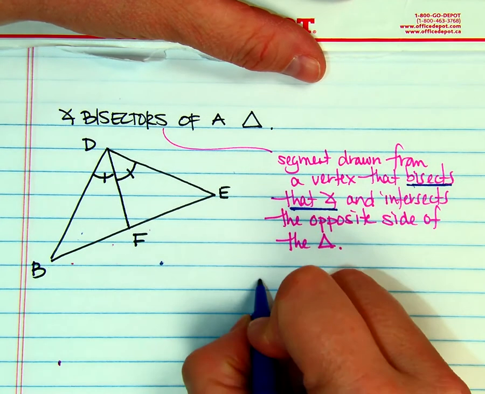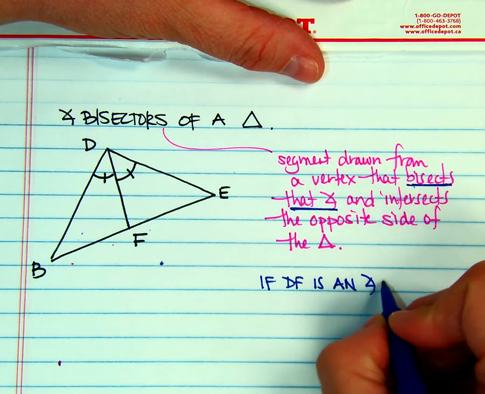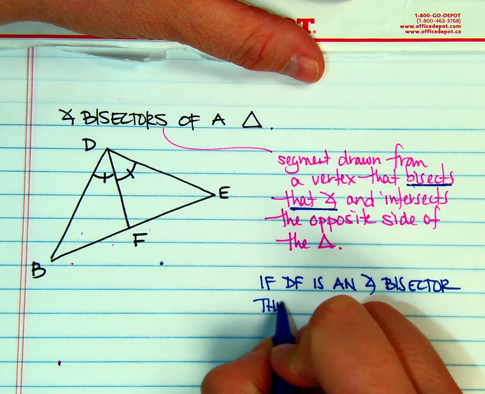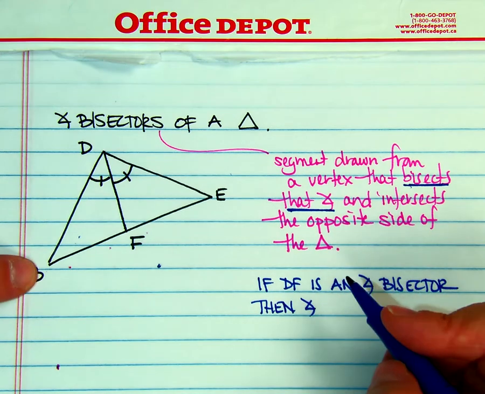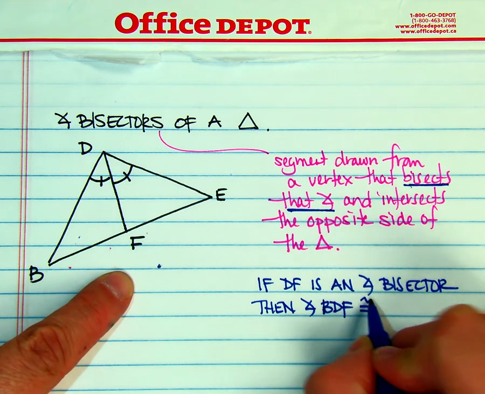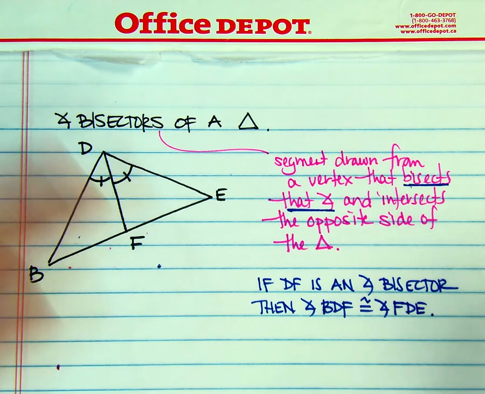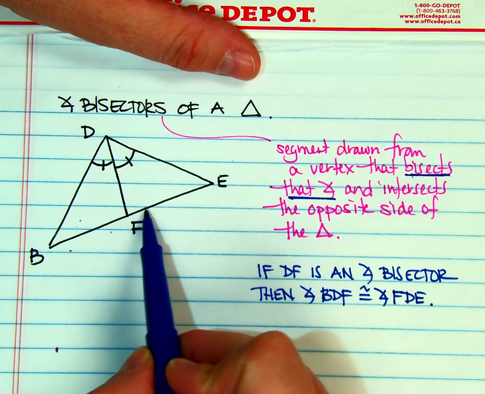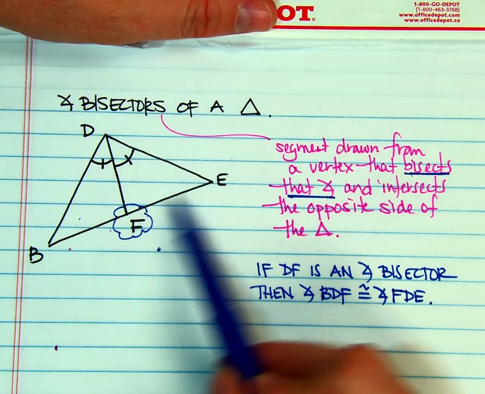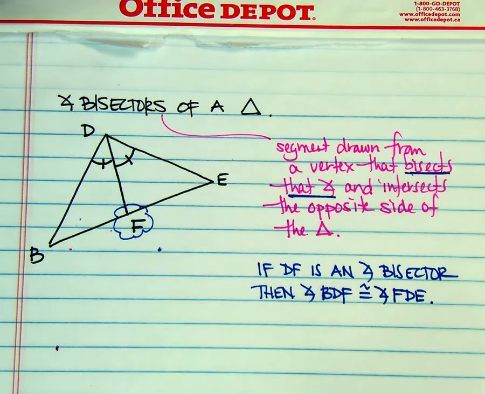So if DF is an angle bisector, then angle BDF is going to be congruent to angle FDE. That's all you know. You have no clue where it ends there, other than it's on segment BE. You cannot say that this is a midpoint. You cannot do that. Okay?